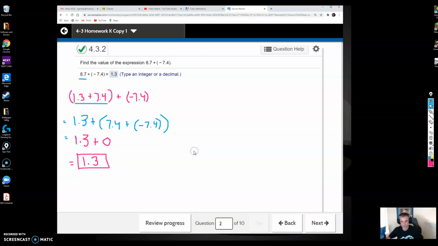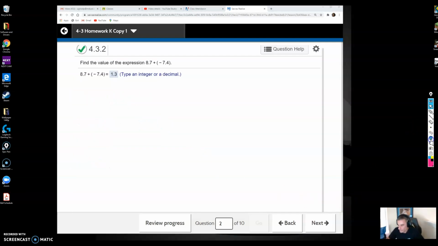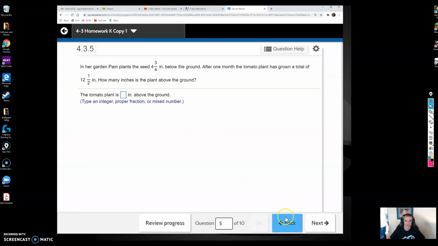Okay, I'm going to do one more. I'm going to do number 5. It's another plant problem, I believe. All right, so this is the one where we plant the seed below the ground. It grows, and we want to figure out how much above the ground it is.